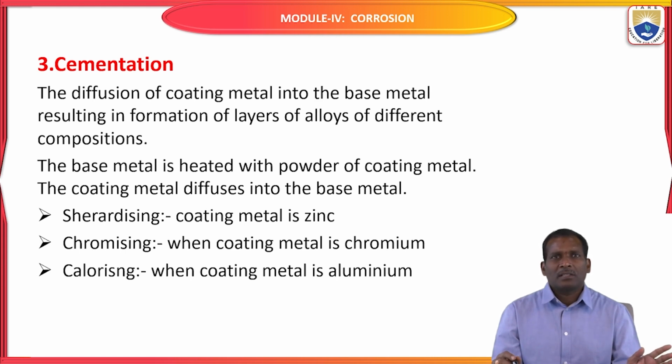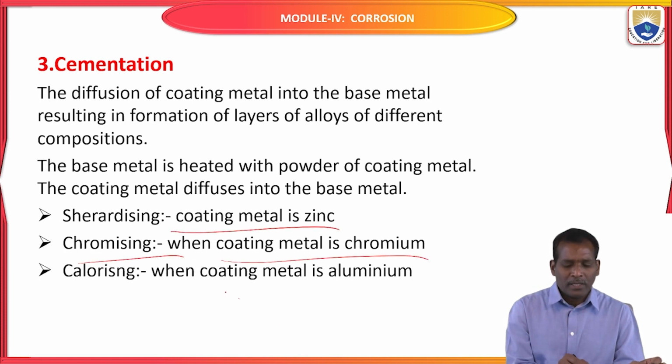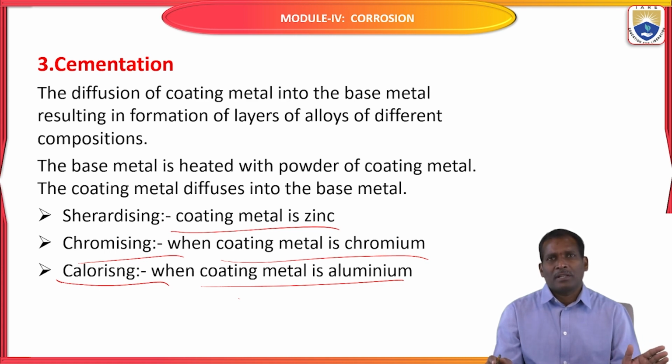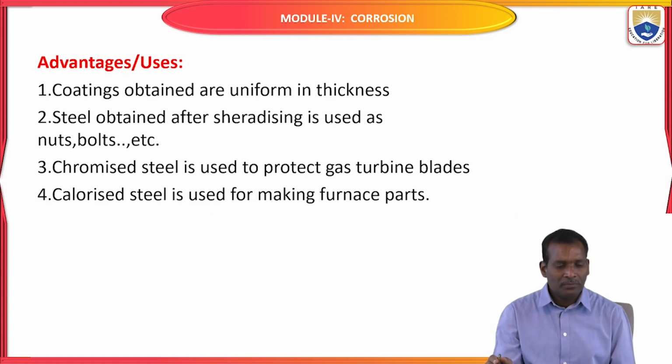Here, in sherardizing, the coating metal is zinc; in chromizing, the coating metal is chromium; and when the coating metal is aluminium, it is calorizing. These are the processes of cementation. The base metal is heated with the powder of coating metal. The coating metal diffuses onto the base metal. Whenever it is heated with the powder of coating metal, that coating metal diffuses onto the base metal surface.